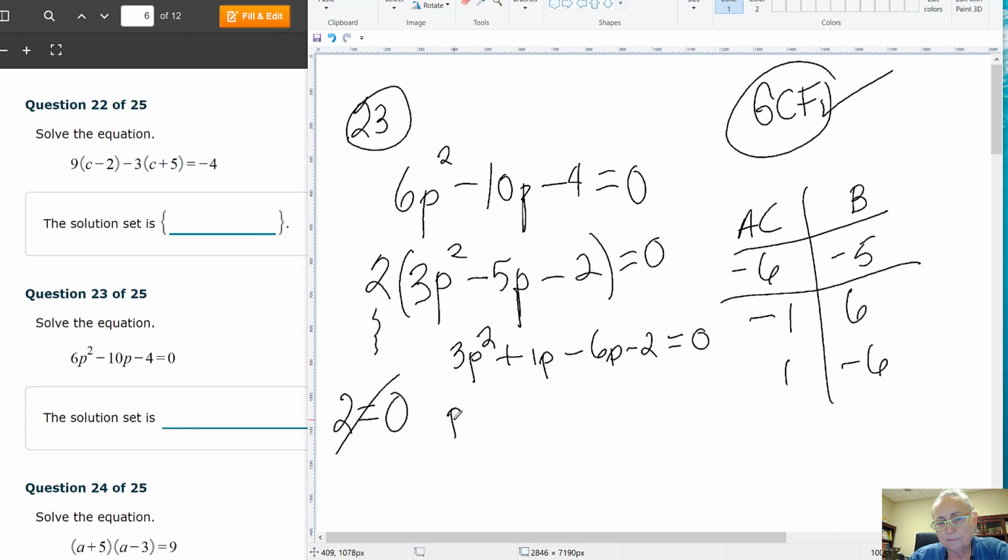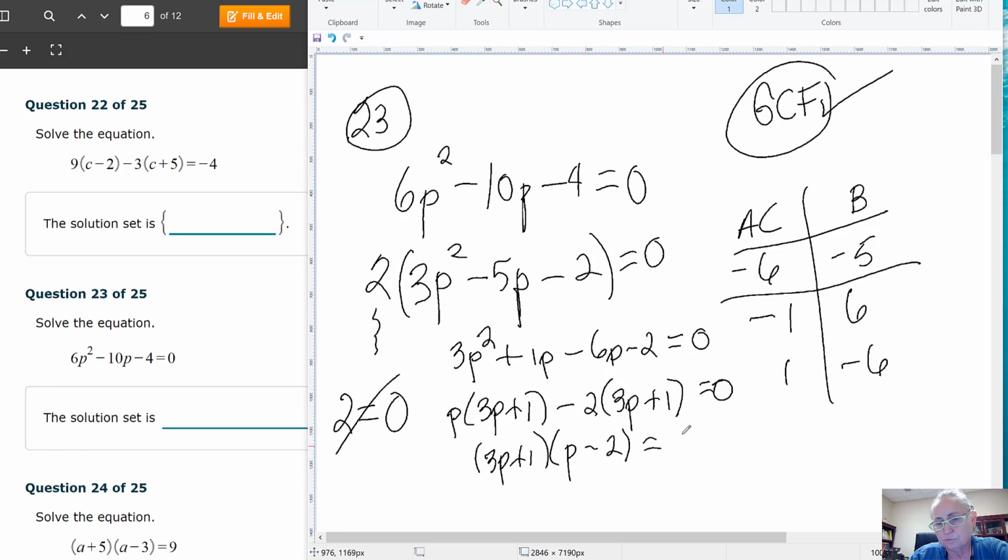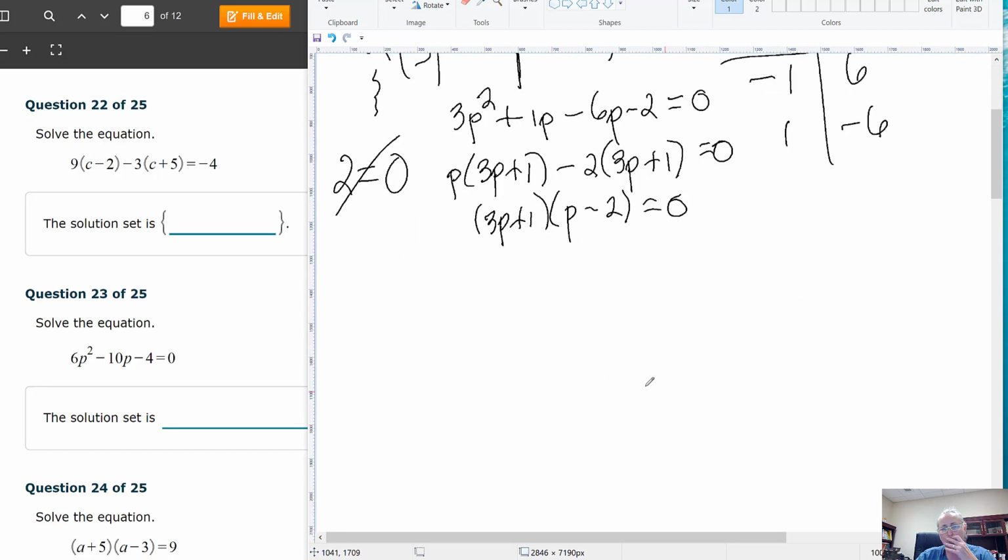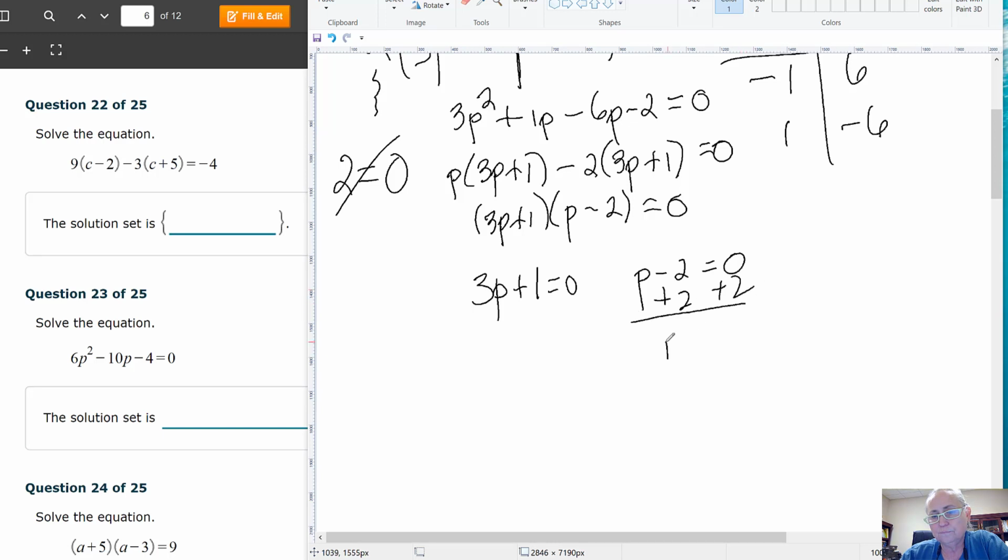These have a p in common. 3p plus 1 minus 2, 3p plus 1. If I can get this to be true, there'll always be a match there. 3p plus 1, p minus 2 equals 0. I am now in factored form. I set each factor, 3p plus 1 equal to 0, p minus 2 equal to 0. This is the easy one. Add 2. P equals 2.